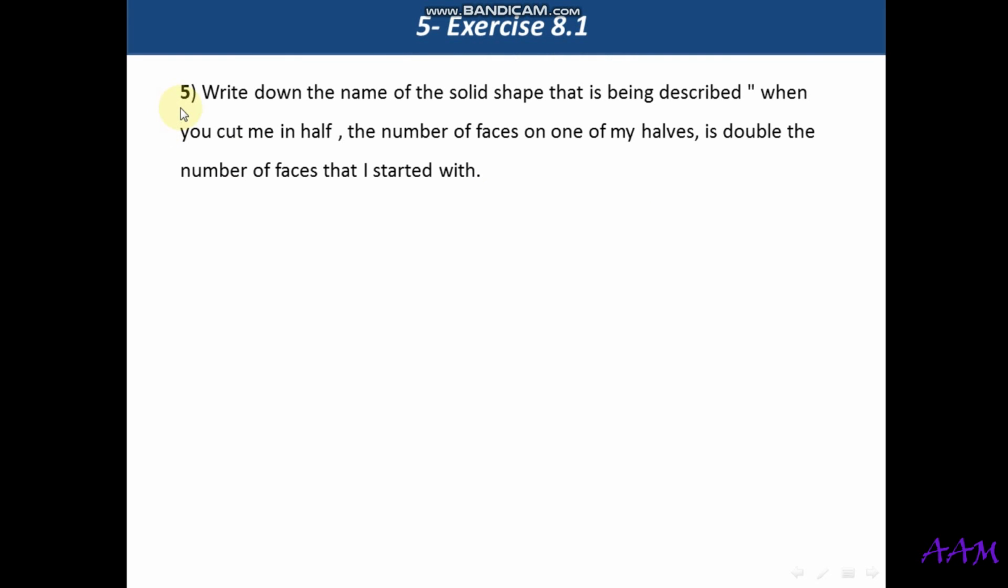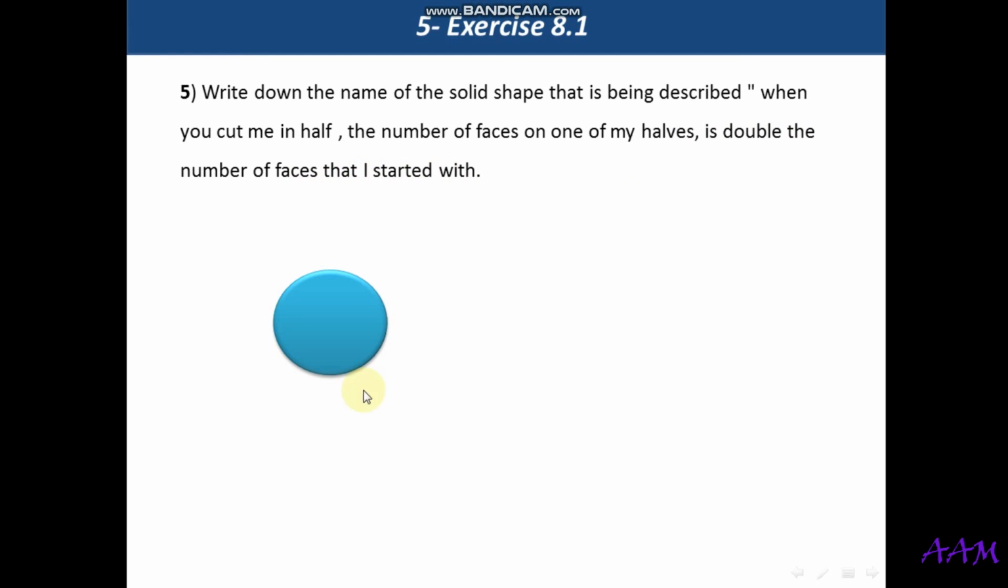Now let us go to exercise 8.1. Let us see. I chose question number 5 from this exercise. Write down the name of the solid shape that is being described. The question will come something like that. When you cut me in half, the number of faces on one of my halves is double the number of faces that I started with.